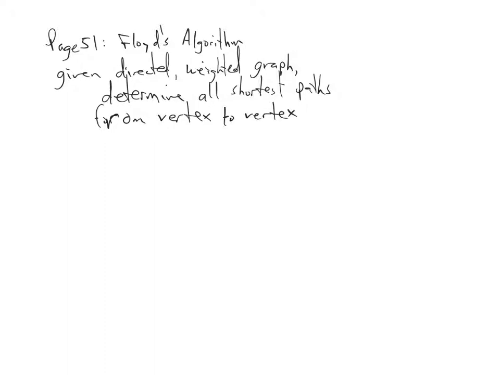So you may have studied Dijkstra's algorithm, which gives, I think, all shortest paths from one source vertex to everywhere else. And that's probably based on the greedy approach, but Floyd's algorithm is designed using dynamic programming. And let's look at it now.